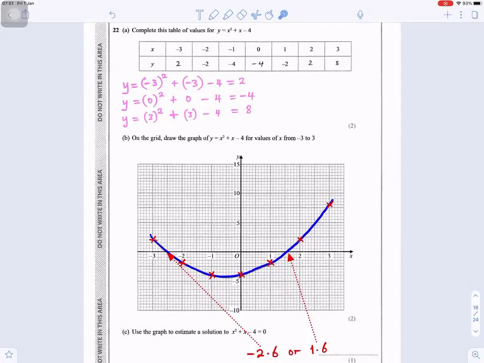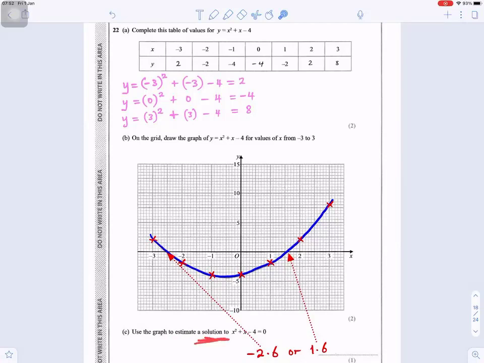Okay, so we've drawn the graph, and it says part C, use the graph to estimate a solution of x squared plus x minus 4 equal to 0. It says estimate because it wouldn't be exact. We haven't drawn the graph perfectly. That's why it's an estimate.